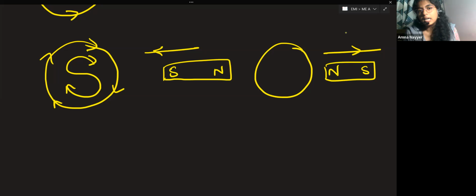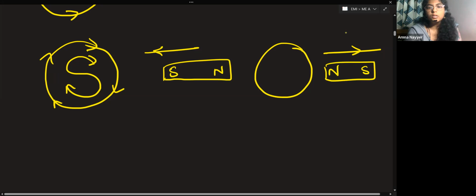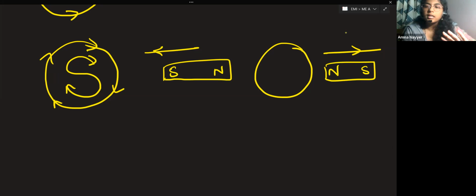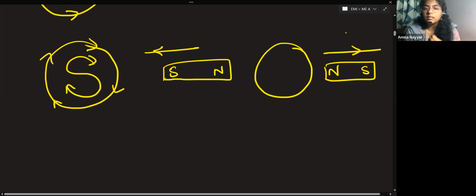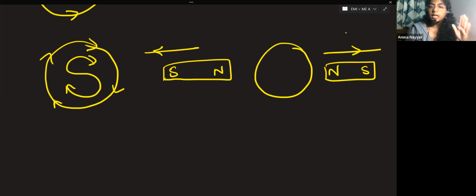Now North Pole is moving away. Right? North Pole right now is moving away. What has to be done just to move it back to the coil? Earlier, magnets were moving towards the coil. Right now, what is happening? Magnet is moving away from the coil. So if the magnet is moving away from the coil, induced current will try to do what?